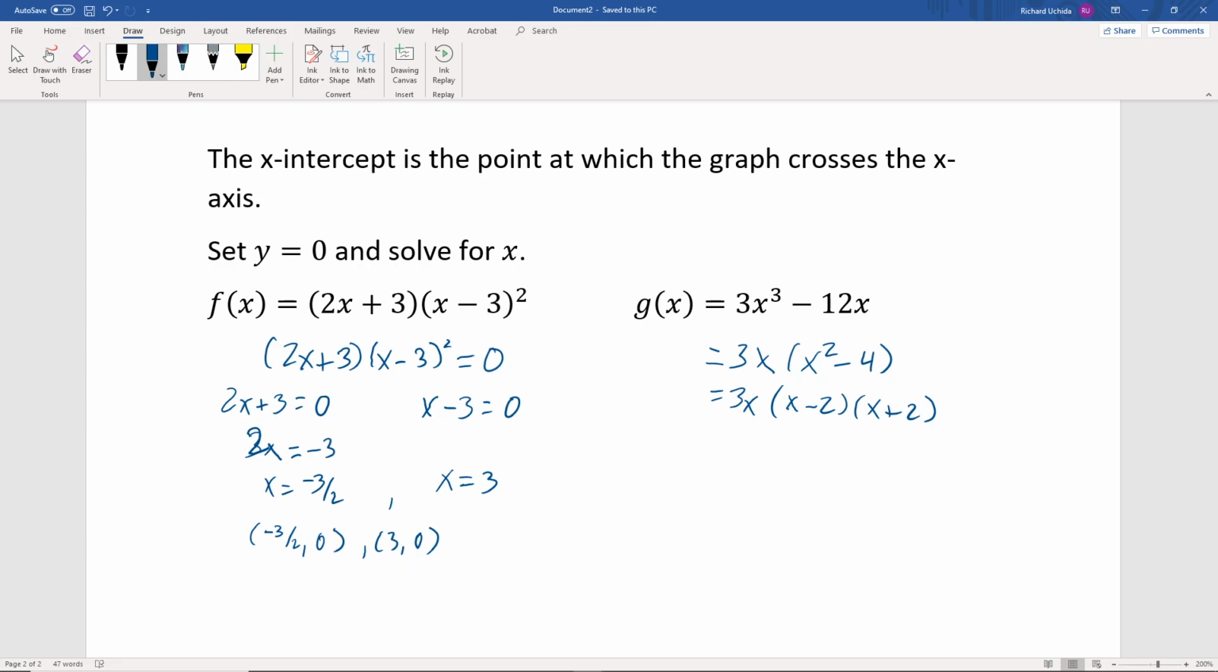For finding the x-intercepts, again, we set that polynomial function equal to 0 and solve that equation. If we have 3x times x minus 2 times x plus 2 equal to 0, that means either 3x is 0, x minus 2 is 0, or x plus 2 is 0. We divide both sides by 3 for the first one, so we get x is 0. Add 2 to both sides for the second equation, and we get x is 2. Subtract 2 from both sides of the third equation, and we get x is negative 2. So our 3 x-intercepts occur at 0, 2, and negative 2, so the points (0, 0), (2, 0), and (negative 2, 0) are x-intercepts.